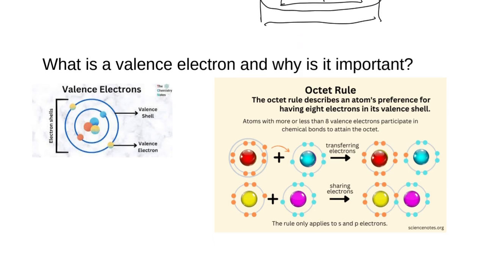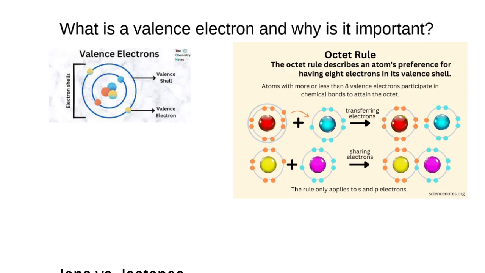Now, the couple things I want to talk about real quick is valence electrons, why those are important, and then last but not least, what happens when you change each number of these. So let's start with valence electrons. Valence electrons are found in the outermost shell of the atom.